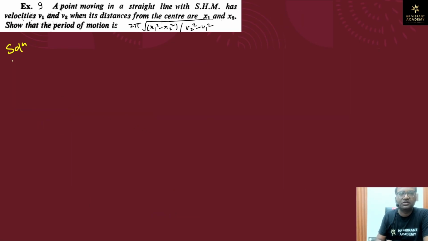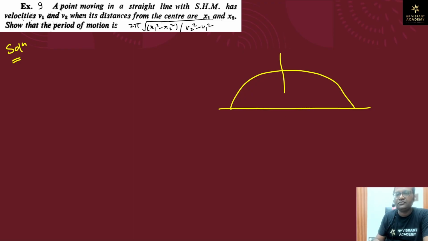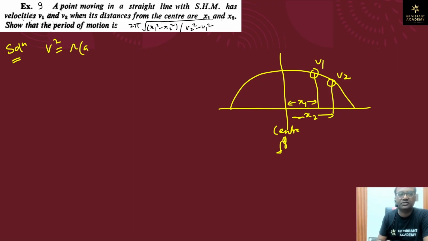How can we solve this? A point moving in a straight line with SHM has velocities v1 and v2 when the distances from the center are x1 and x2. So this is the center of force. When the position is x1, we have the velocity v1. When the position is x2, we have the velocity v2. We have the relation between velocity and displacement as v square is equal to mu into a square minus x square. So at x equal to x1, v is equal to v1, and at x equal to x2, v is equal to v2.